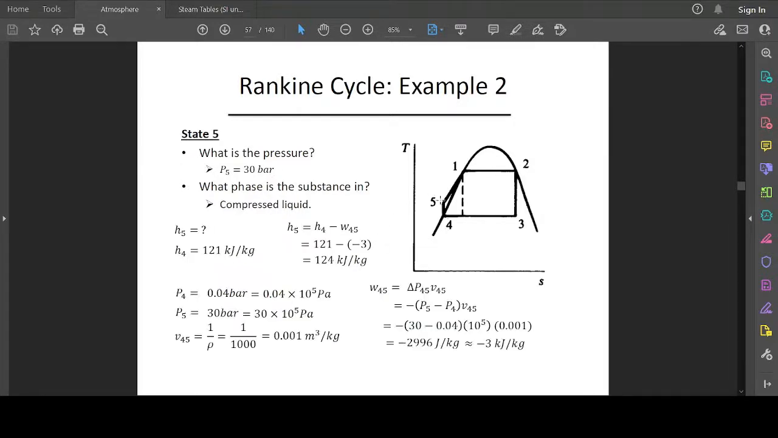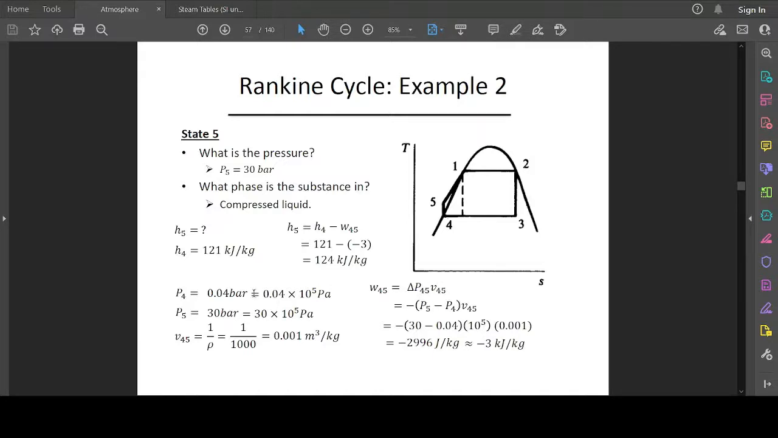So at stage 5, there is pump work done, so we need to calculate the pump work. Since we know the enthalpy at stage 4, what we need to calculate is the work done by the pump to get the liquid compressed up to the boiler pressure, the operating pressure of the boiler. And we need to use this formula: change in pressure multiplied by the constant specific volume in this case.